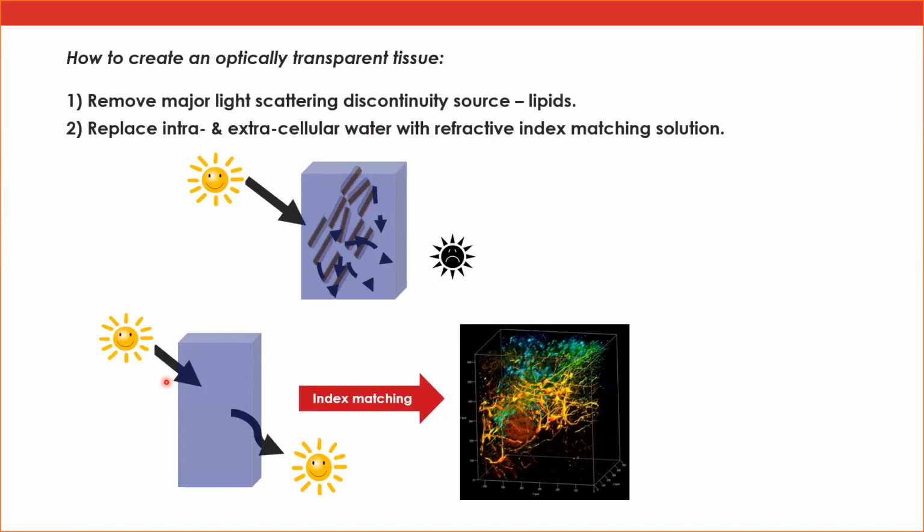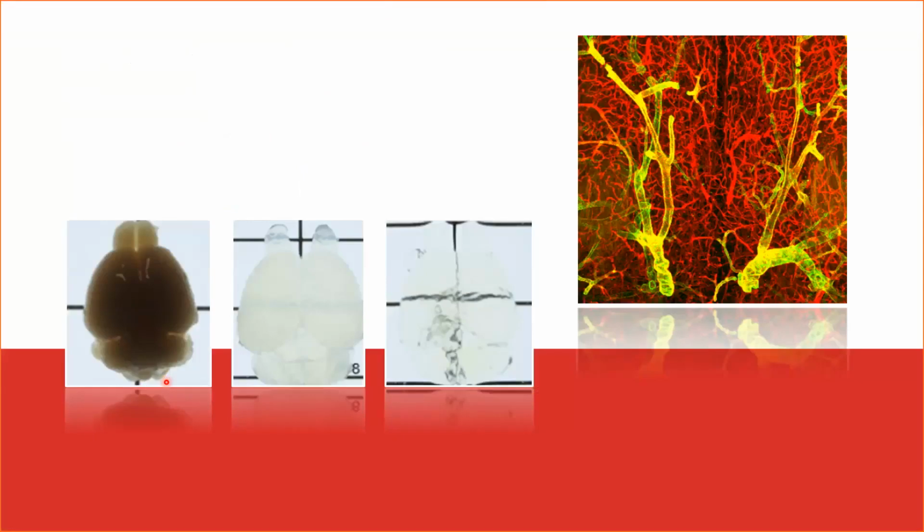Tissue clearing is a two-step process. The first is removing, and the second is replacing. The first is removing the major light scattering discontinuity source, which are lipids, and the second is replacing the intra and extracellular water with a refractive index matching solution. The end result, or what tissue clearing does, is that it creates an intact, optically transparent tissue sample that can be imaged at depths over several millimeters to potentially up to a centimeter in depth.